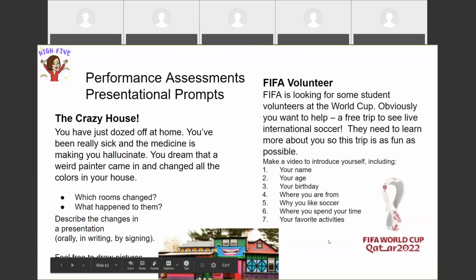And here's another sample. So FIFA is looking for some student volunteers at the next World Cup in Qatar, or Qatar 2022. Obviously, you want to help. A free trip to see live international soccer. So FIFA needs to learn more about you so that this trip is as fun as possible. And then you would ask them to make a video.